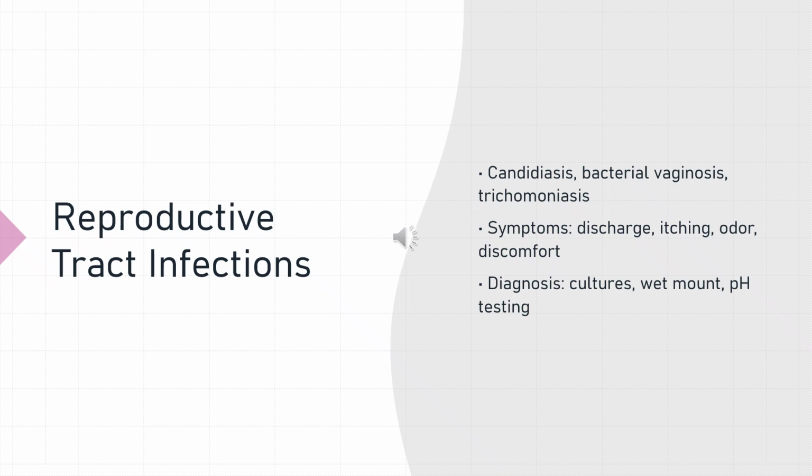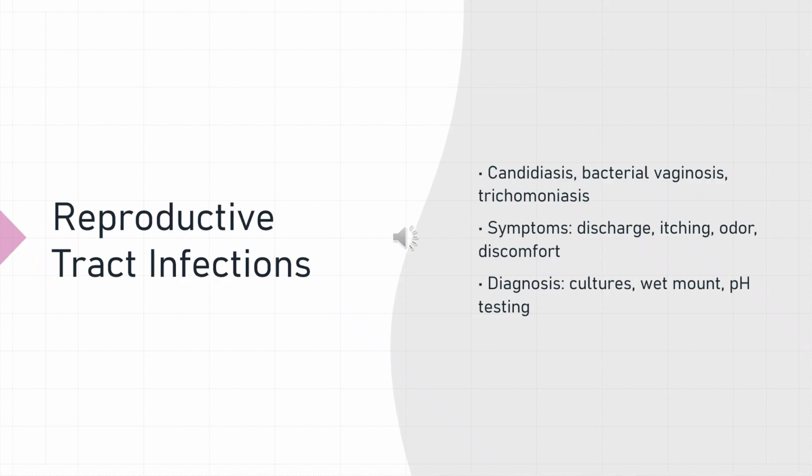For other upper reproductive tract infections, we have pelvic inflammatory disease. This is an infection of the uterus, fallopian tubes, and ovaries, usually caused by chlamydia or gonorrhea. Patients with pelvic inflammatory disease will have symptoms like lower abdominal pelvic pain, fever, abnormal bleeding, and cervical tenderness.